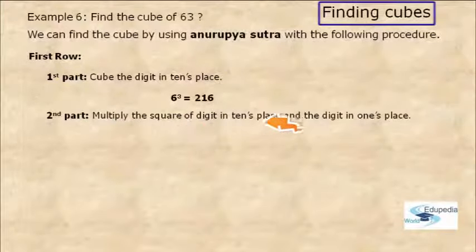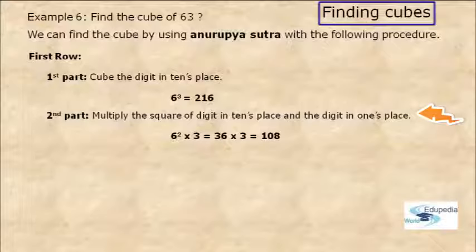Coming to the second part, we have to multiply the square of the digit in the tens place with the digit in ones place. So here in the number 63, the digit in tens place is 6, and by squaring 6 we will get 36 as the answer, and by multiplying with the digit in ones place, that is with 3, we will get 36 into 3 equals 108 as the answer.